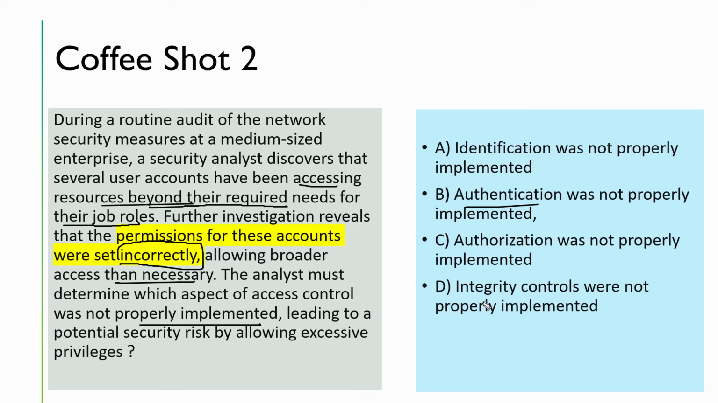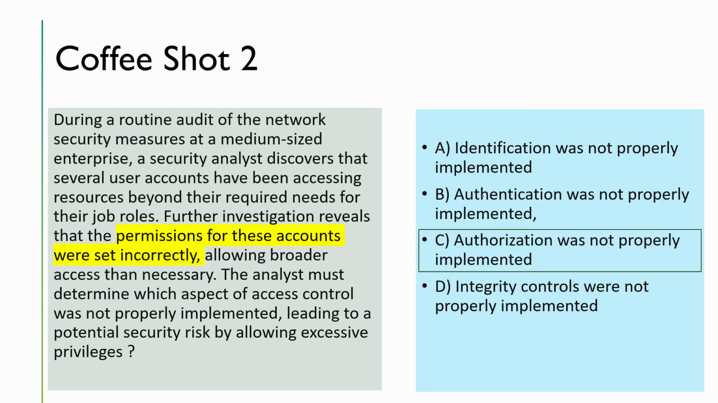They say that permissions for this account were incorrectly set to allow broader access. So it is actually a breach of proper authorization. And that is the reason we're going with answer B. Because after successful identification and authentication, we define the authorization. And if you don't configure authorization properly, it could lead to excessive privilege. And that is the reason proper access control, which is a part of authorization, is a most important requirement in IAAA. So let's move to the next question.